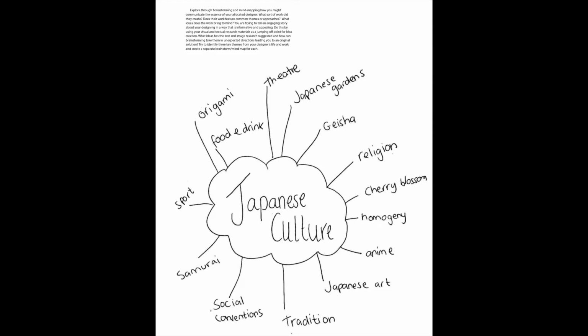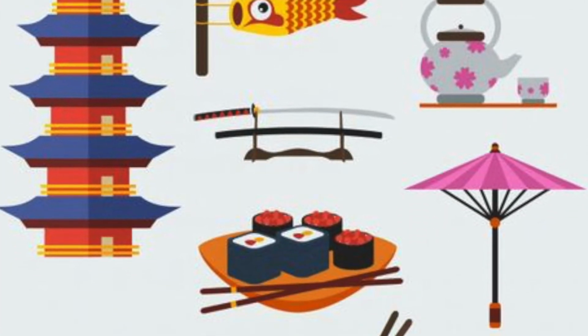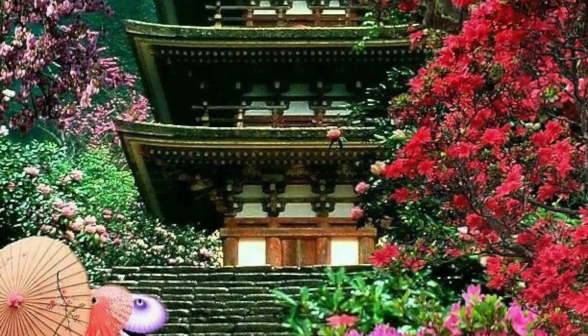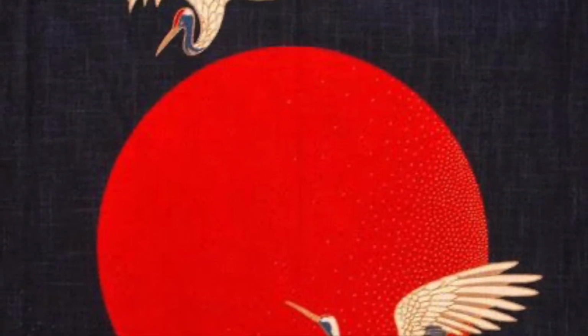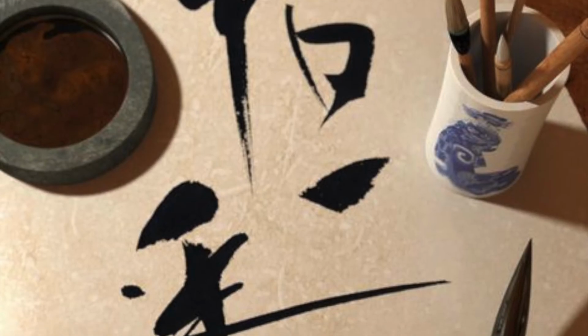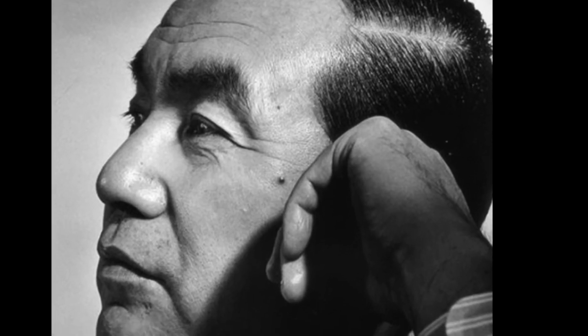Pages 6, 7 and 8, Mind Maps. Theme 1, Japanese Culture. Japan has a fascinating culture with the deepest traditions dating back thousands of years. For example, people, religion, social conventions, sports, food and drink, origami, samurai, cherry blossoms, art and anime. Kamekura implemented his culture within his designs along with a mix of Bauhaus.